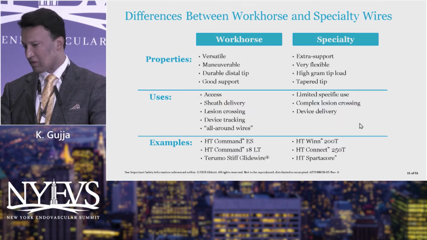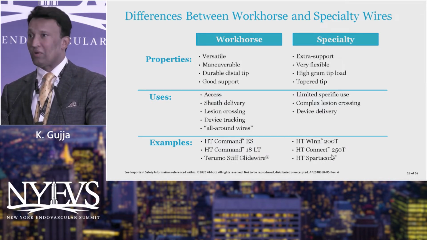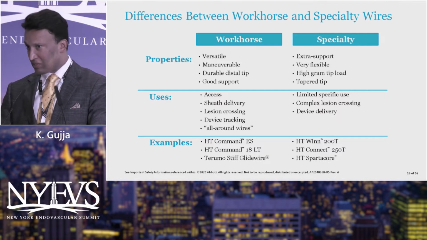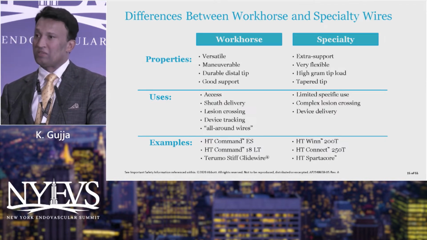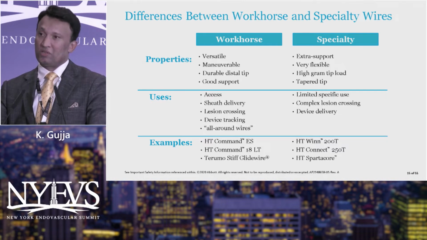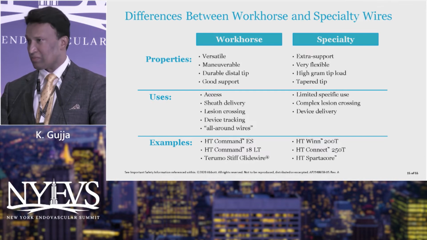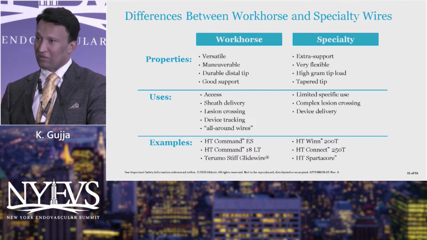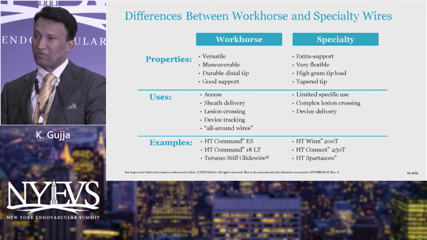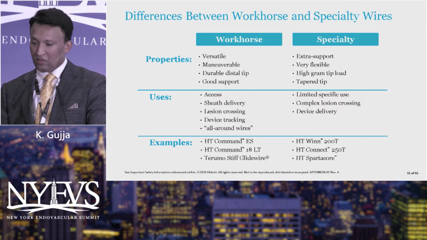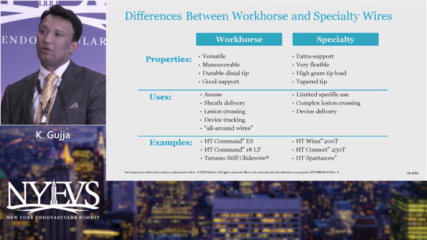Specialty wires like Winn wire is a CTO wire. You can use it to cross lesions. Connect is an 018 wire, very useful to cross CTO cases, and gives a lot of support, much stiffer. Spartacore is a great specialty wire. Once you cross a lesion with Command and you're unable to get the equipment down, you can change to Spartacore. It's more of a stainless steel wire, very stiff, and gives a lot of support. The tip is extremely atraumatic, so you really don't have to worry about the tip at all. The only thing is the tip shape is lost very quickly on Spartacore, not like Command.